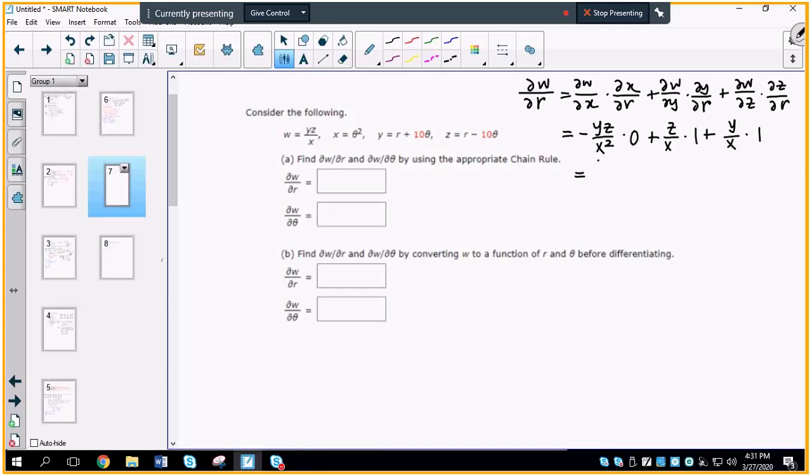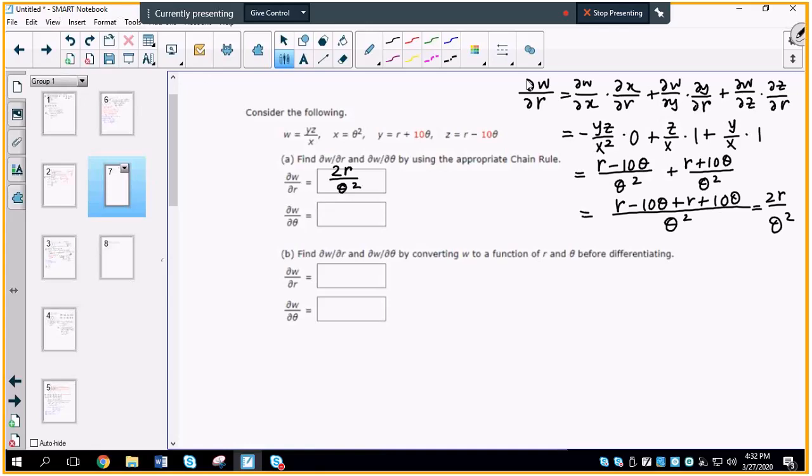z is r minus tan theta over x is theta squared plus r plus tan theta is y over theta squared. Since you have the common denominator, combine the terms, you get r minus tan theta plus r plus tan theta over theta squared. So clearly this one is 2r over theta squared. I will write it down. This is 2r over theta squared.